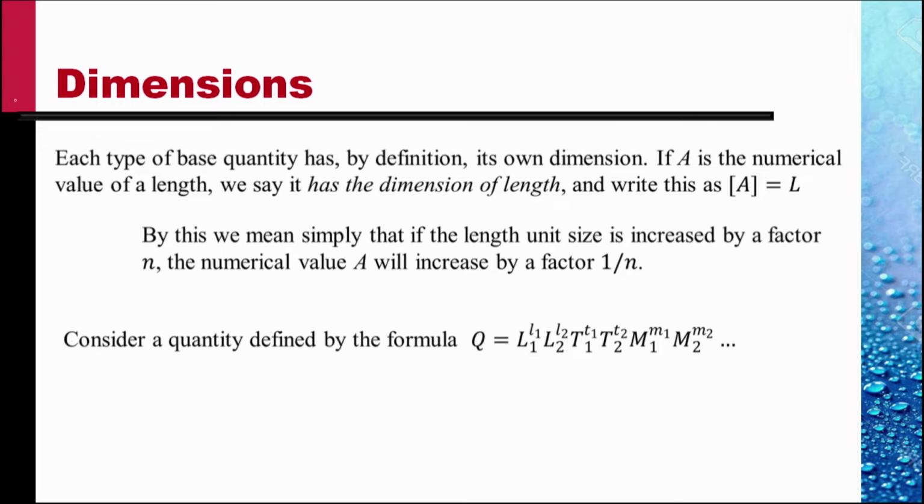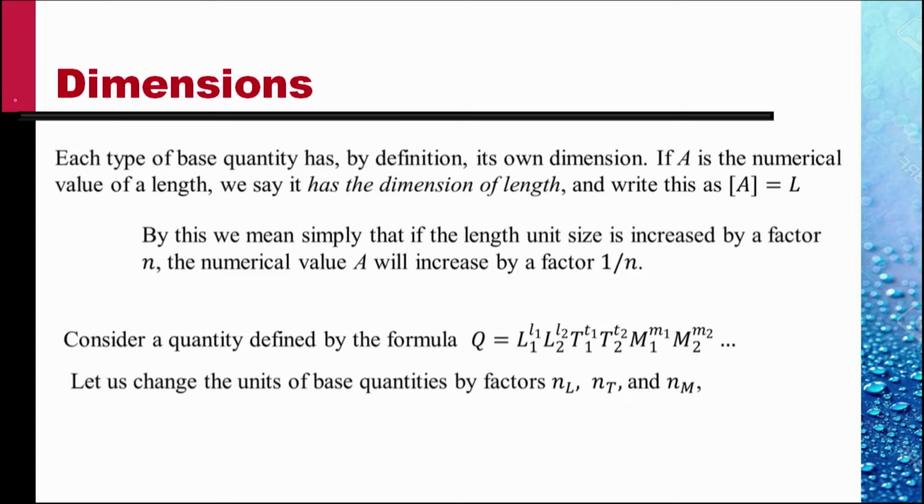Consider a quantity defined by a formula q equal to L1 raised to power l1, L2 raised to power l2, T1 raised to power t1, T2 raised to power t2, M1 raised to power m1 and M2 raised to power m2, etc. Let's change the units of the base quantities by a factor of n sub L, n sub T and n sub M. L, T and M are the base quantities, and we are changing the units by factors nL, nT, and nM.